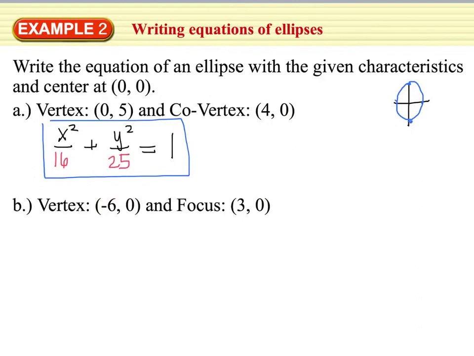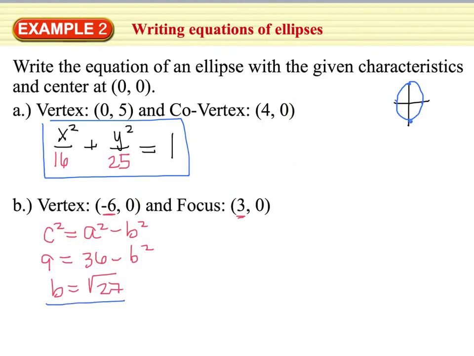The only way we can do that is by using the relationship that c squared equals a squared minus b squared. We know that c is going to be 3. So we're given that 9 is equal to, we've already identified that a is negative 6. If I square negative 6, we end up with 36. And then we're going to subtract our b squared value. So solving for b, we end up with the square root of 27. So I know that b is the square root of 27. We know that a is equal to 6.